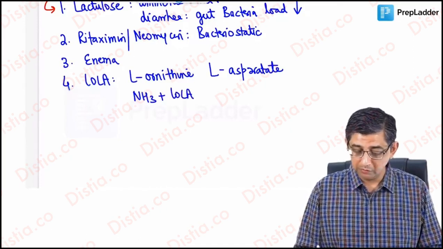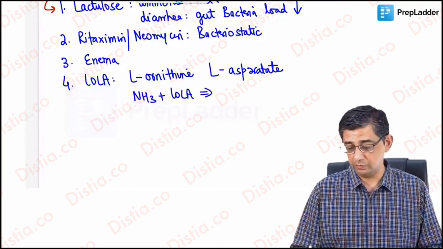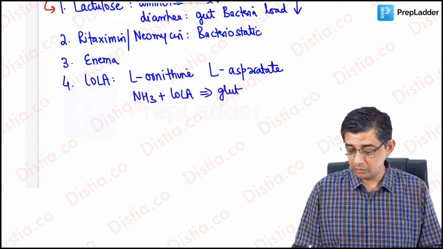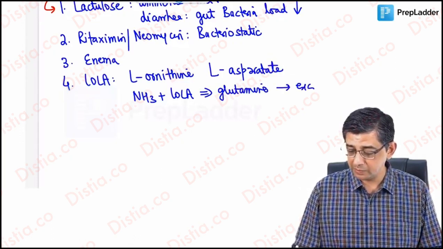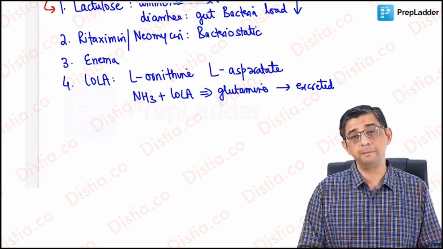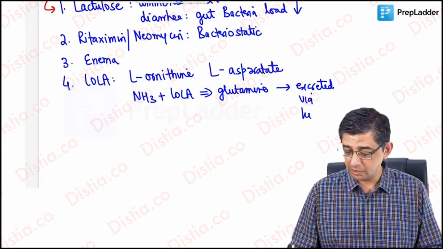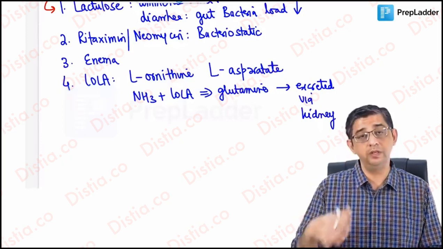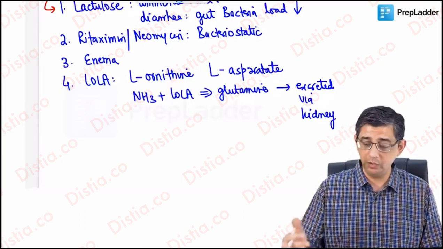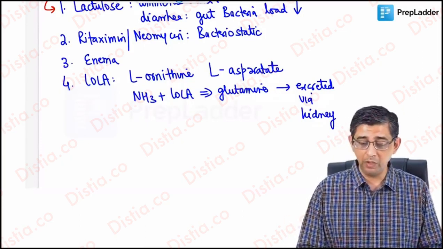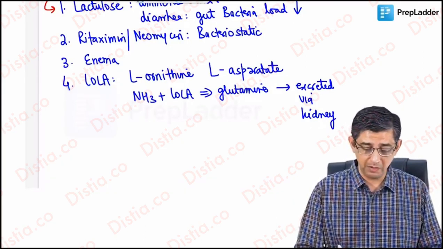Combination of ammonia with LOLA results in production of glutamine. And now the good news is that this glutamine will be excreted via the kidney. You see, I'm just playing with pharmacology in this case. When I say I am playing with pharmacology, I basically mean that if a product is not getting kicked out by the liver, I'm making the kidney do its job. The brand name for LOLA would be Hepa-Merz. I can just mention the name here.